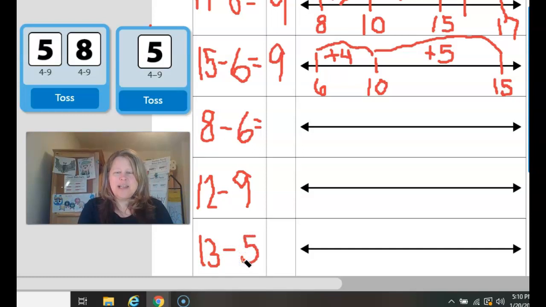All right, second graders, your job all by yourself is going to be to finish these 3 problems and solve them on the number line. All right, I know you can do it.